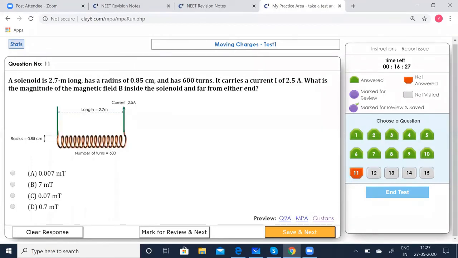Going to the 11th one. A solenoid is 2.7 meters long, has a radius of 0.85 centimeters and has 600 turns. It carries a current I of 2.5 amperes. What is the magnitude of magnetic field B inside the solenoid and far from either end? So all the dimensions are given. You can see the length is 2.7, current is 2.5, radius is 0.85, and number of turns is 600. Let's quickly solve this.